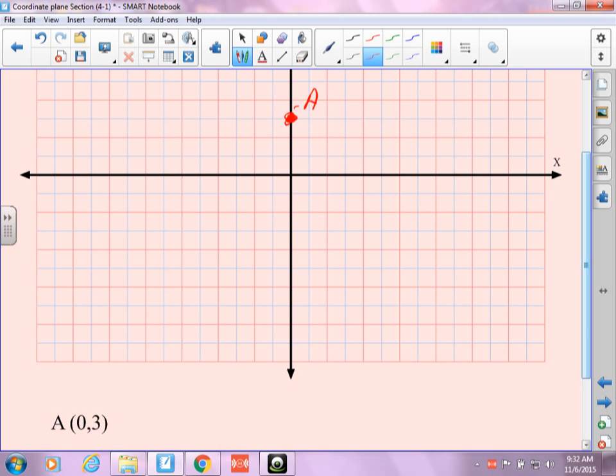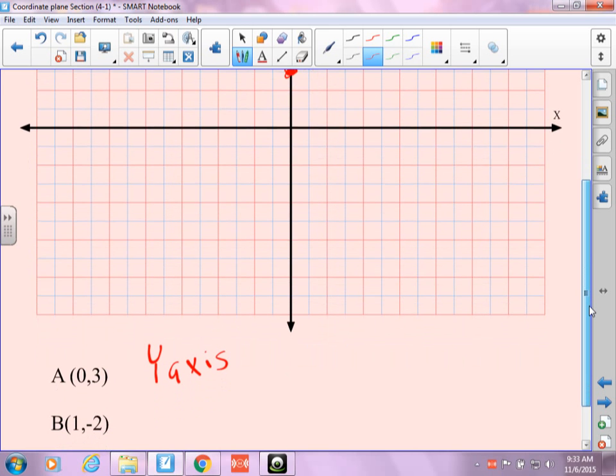Let's describe the location. Where is that dot? It's on the y-axis. It's like on the fence post of quadrant 1 and 2, right? So it's on the y-axis. Good. All right. Notice that I put the dot and I put an A next to it. That's how you label those.